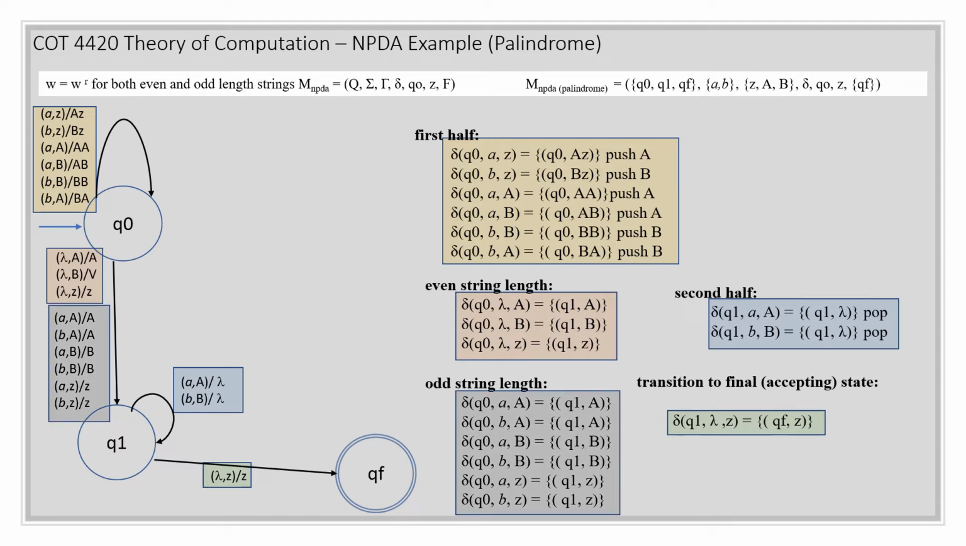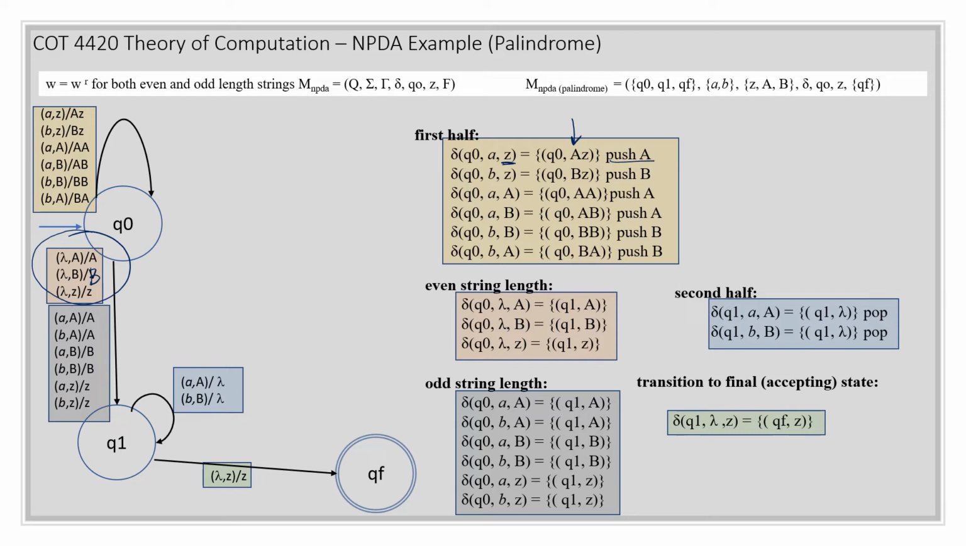even length strings. That's pretty easy. With an even length string, you just take a lambda transition, you don't consume any symbols, and this totally should be a B here. I'm not sure what happened there, but that's okay. For some reason, I must have hit V. So this is leave the stack alone. So notice here, if there's a Z on top, this is push.